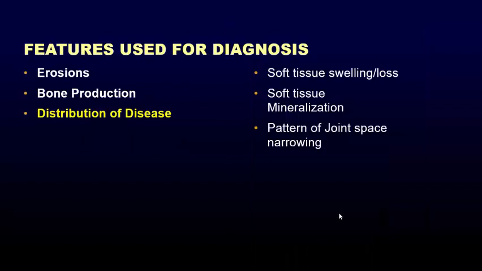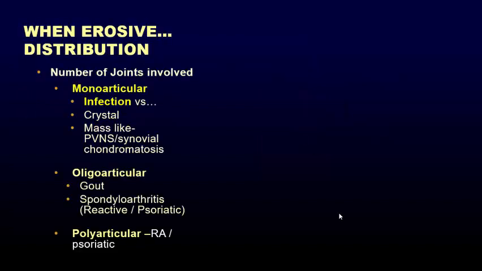The last of the features that will help us put the whole case together is the distribution of the disease and how many joints and which joints are involved. When we come across a monoarticular inflammatory process, the diagnosis of exclusion has to be infection. If it turns out to be a crystalline arthropathy or some type of mass-like synovial process, great.